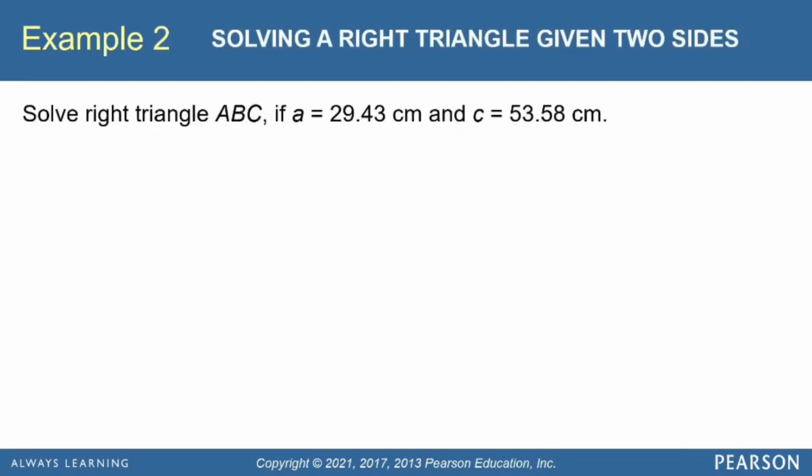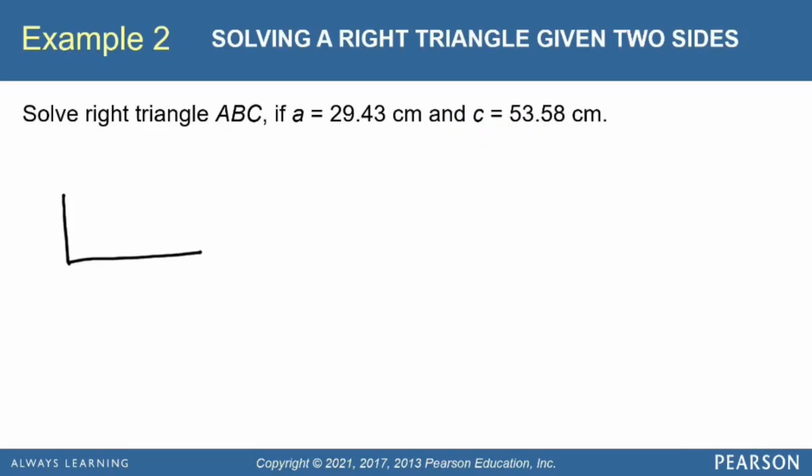Okay, in example 1, the given information was one angle and one side. Here in example 2, they're giving us two sides. So this one says solve right triangle ABC if side A is 29.43 centimeters and side C is 53.58 centimeters.